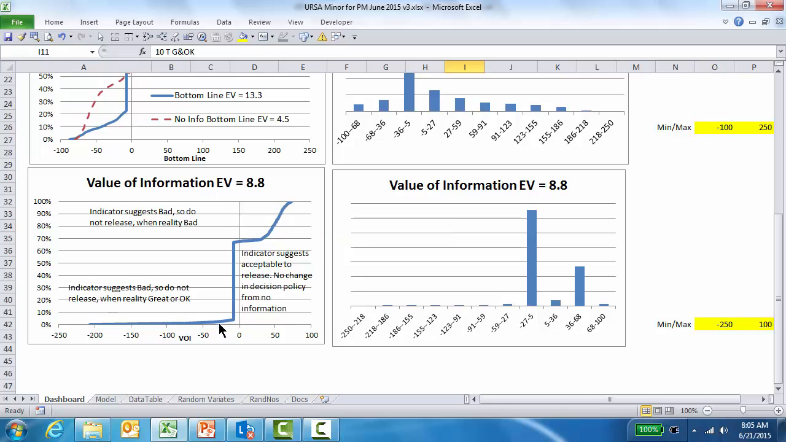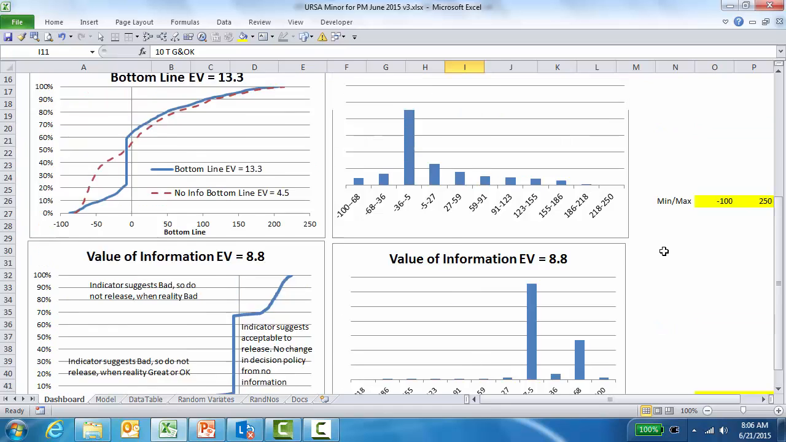What is happening down here? What is this long tail? That long tail represents not releasing the movie, when in reality it was a great movie or okay movie, and I would have made money. That's the downside, that I don't release the movie, and I would have made money if I had followed the reference case.